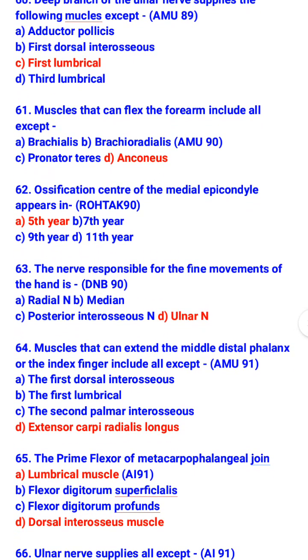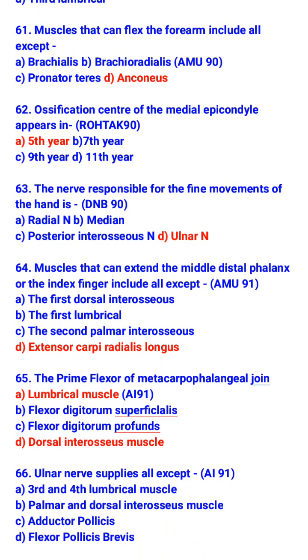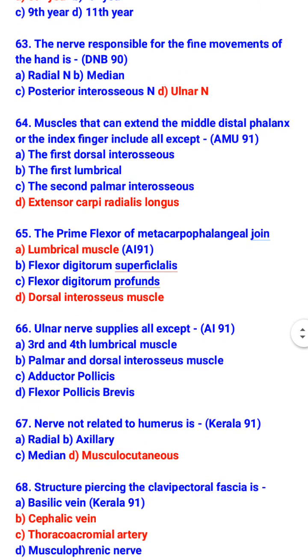Ossification center of the medial epicondyle appears in 5th year. Nerve responsible for the fine movements of the hand is ulnar nerve. Muscles that can extend the middle and distal phalanx of the index finger include all except. So, which are the muscles that can extend the middle and distal phalanx? The first dorsal interossei, the first lumbrical, the second palmar interosseous. Extensor carpi radialis longus does not extend the middle and distal phalanx of the index finger.